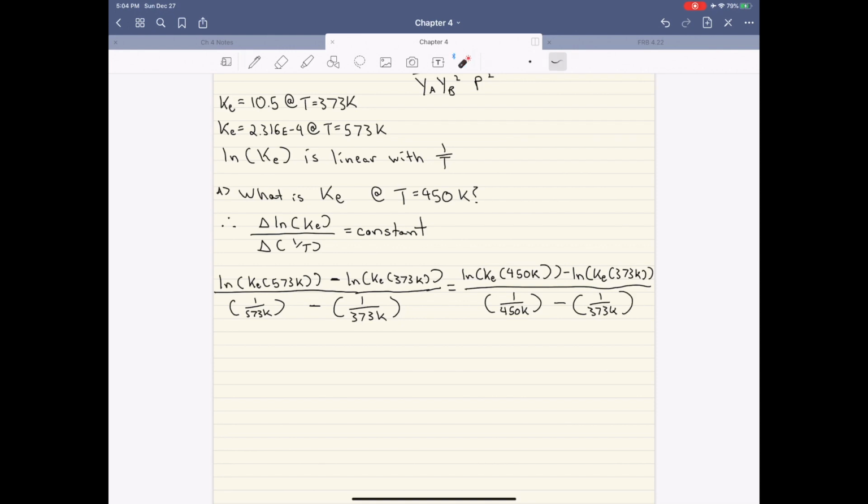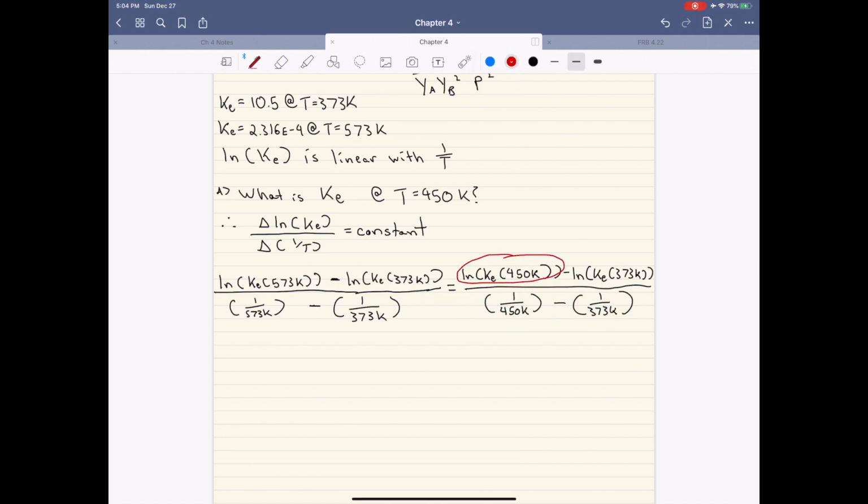All right. And so on the left-hand side, I basically wrote delta K, natural log Ke over delta 1 over T. And on the right-hand side, I wrote that as well. The only difference is on the left-hand side, I have 573K here, and on the right-hand side, I have 450K. And the useful thing about this relationship is that I know the values for this, and I know these temperature values. And I know the equilibrium constant value here and these temperature values. And really the only unknown I have is this.